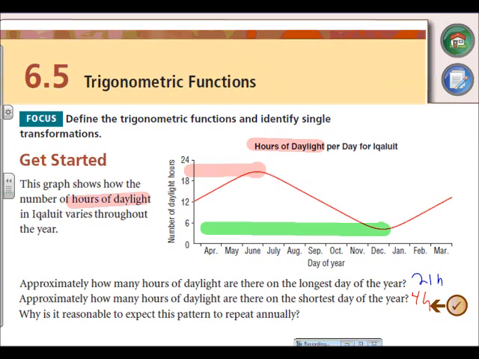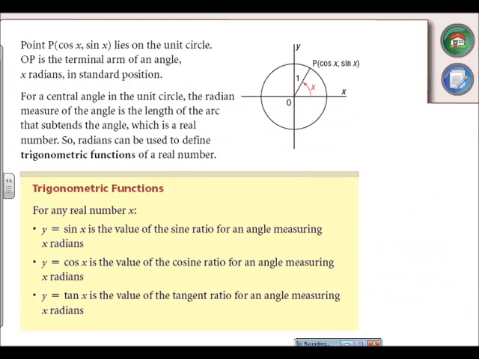Why is it reasonable to expect the pattern to repeat annually? Because the year goes over and over again. The Earth goes around the sun. It's a periodic application. So this next page here is just really saying that we can make equations.